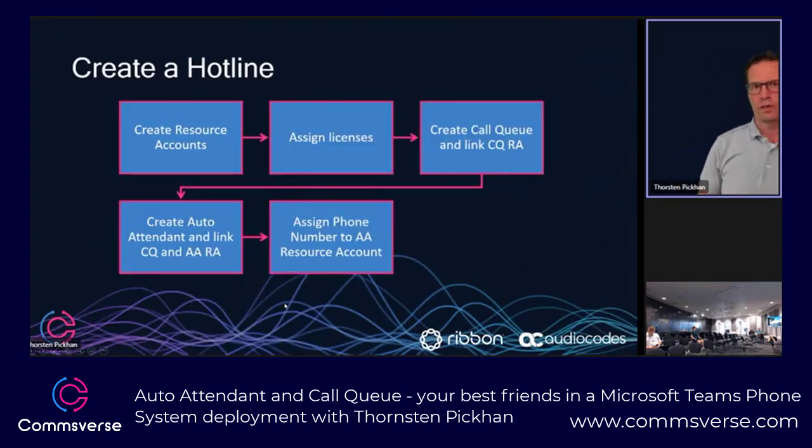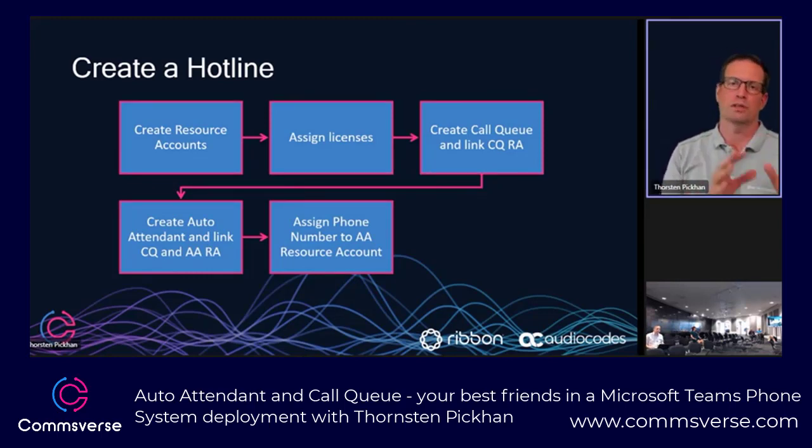A short overview of what we've done in the last few minutes. First of all, when you would like to create a new auto attendant, create corresponding resource accounts for the auto attendant and for the call queue, and assign the corresponding licenses to these users. They are disabled users in the Microsoft 365 Admin Center. Then create a call queue and link the call queue resource account to this call queue. Then create the auto attendant and link, if you like, the call queue as a routing destination, and of course the auto attendant resource account to it.